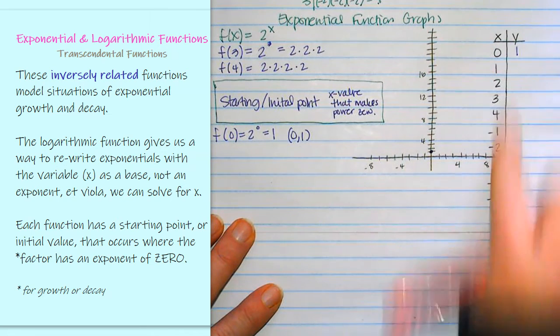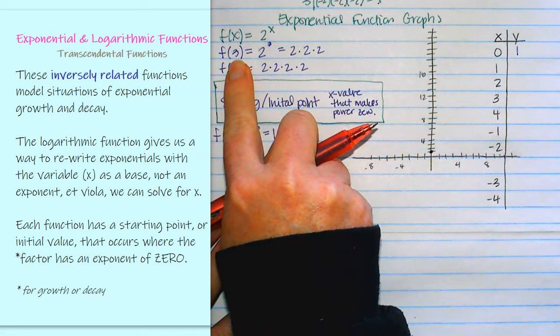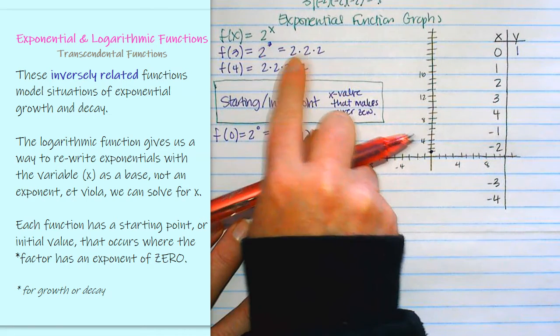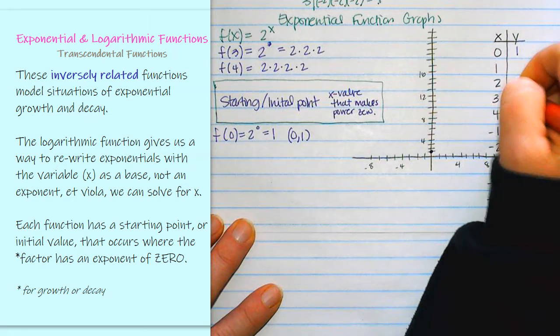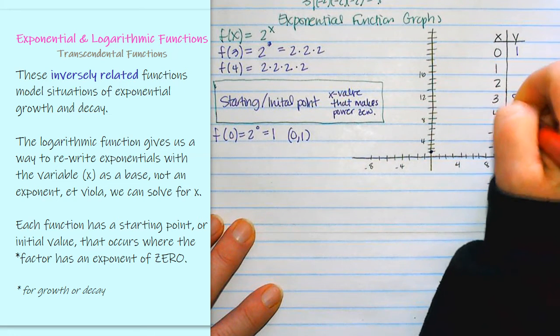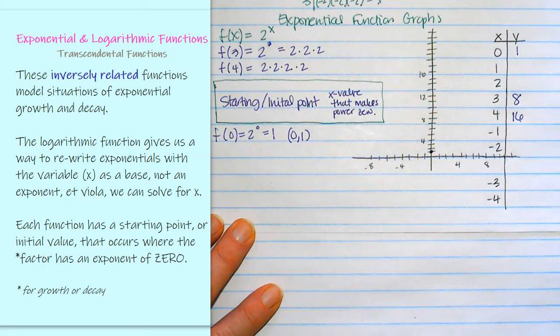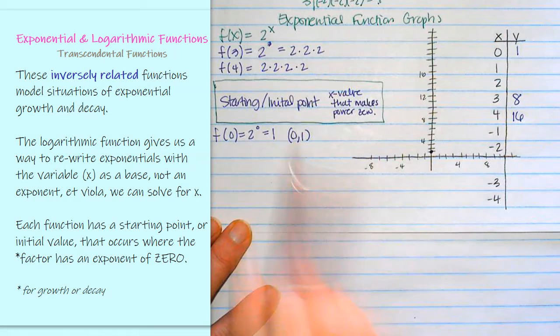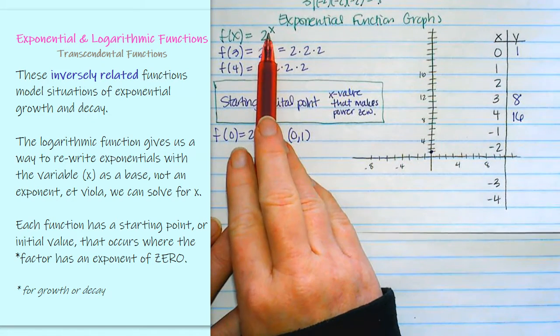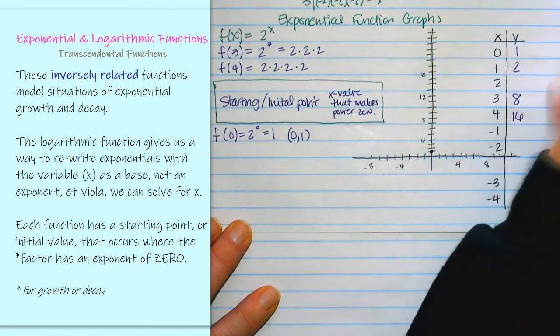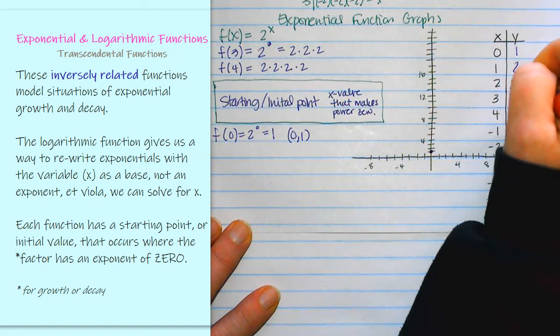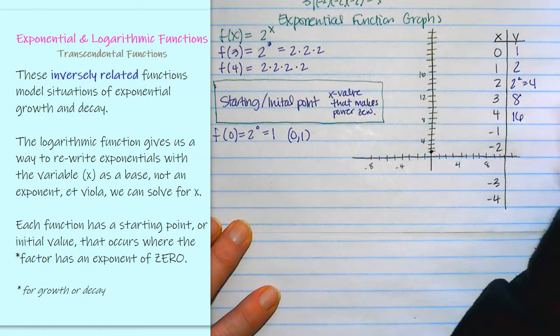So now going through the rest of this chart, I have these two already written out. F of 3 means 2 cubed. 2 times 2 times 2 is 8. So F of 3 is 8, and 4 is going to be 16. If I go over and do the rest, let's see, plug in 1 right here. 2 to the first power is going to be 2. 2 squared is 4.